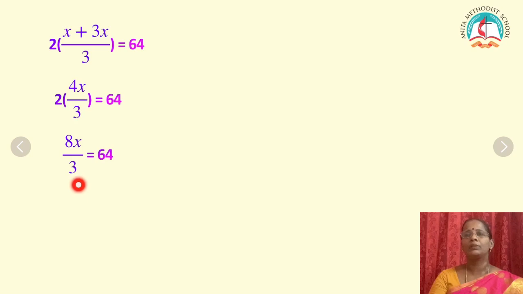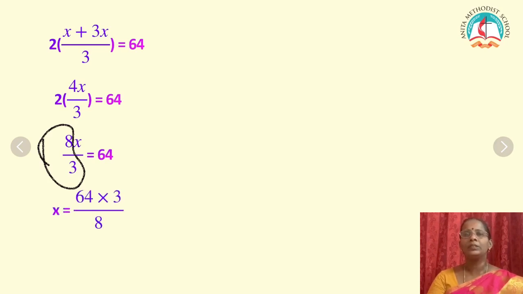8x by 3 is equal to 64, and therefore you will get the value for x as 64 into 3 divided by 8. Okay, 8 by 3 becomes 3 by 8 if you take it to the other side. So now 8 and 64 cancel how many times? 8 times. Therefore 8 3s are 24. Clear all of you children?